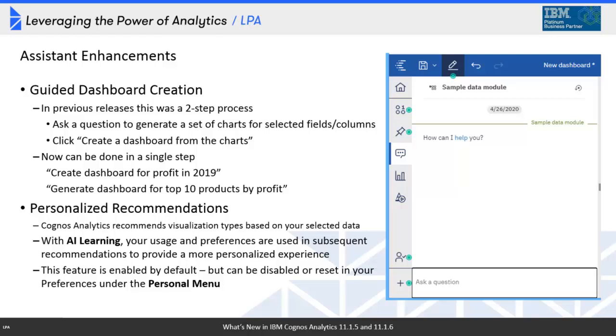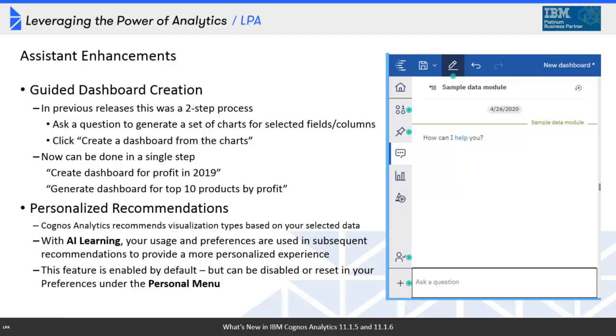That's been reduced down now to one step because the Create Dashboard command has been enhanced to understand context, like generate a dashboard for the top 10 products by profit. You can just type that into the assistant, and it will leverage the advanced analytics, the information that it has gathered and stored about your data to generate a dashboard with the context of top 10 products by profit. So two steps down to one because the Create Dashboard command has been enhanced, made smarter, if you will.